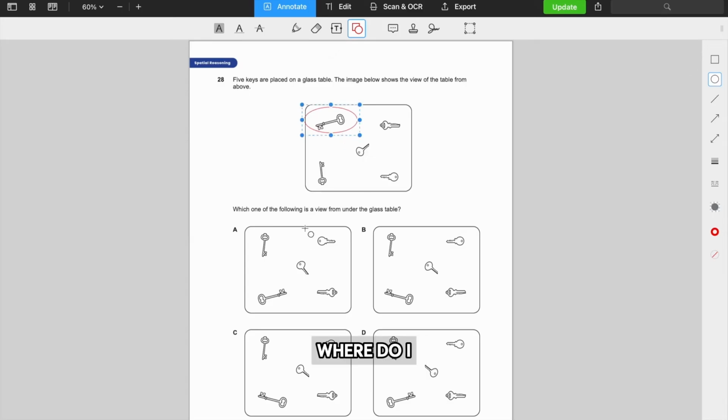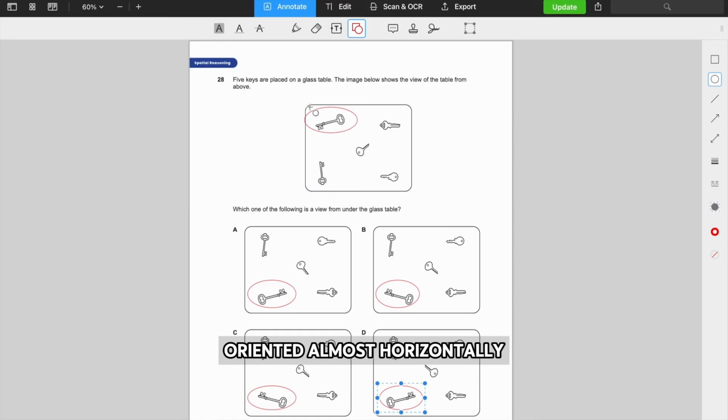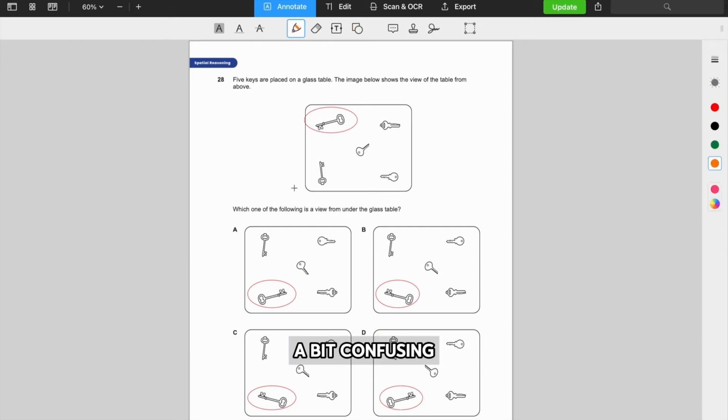So this key, where do I see this key in the options? Well, I see it there, there, there, there. It looks to be the longest, and its blade is orientated almost horizontally to the length of the glass table. That makes sense. So what do you think is the view? The view is actually, I know it's a bit confusing, but you're looking from there.